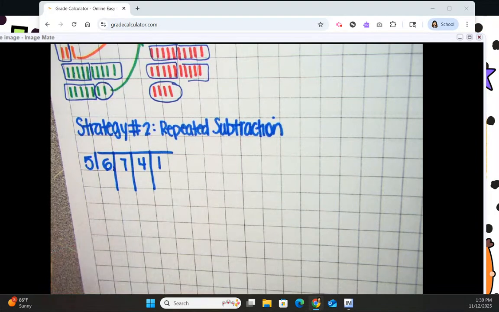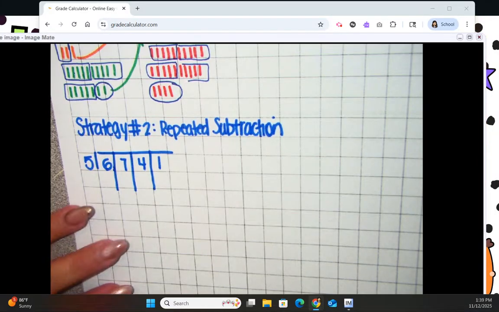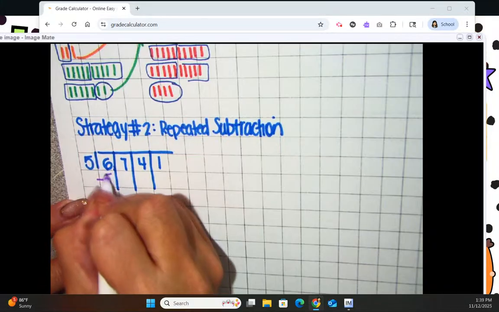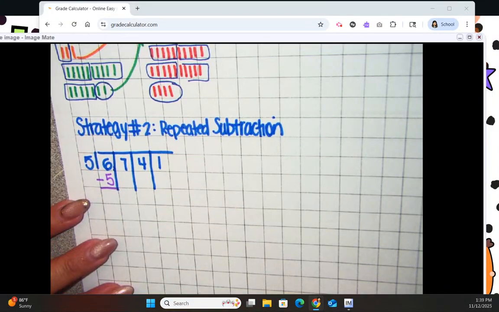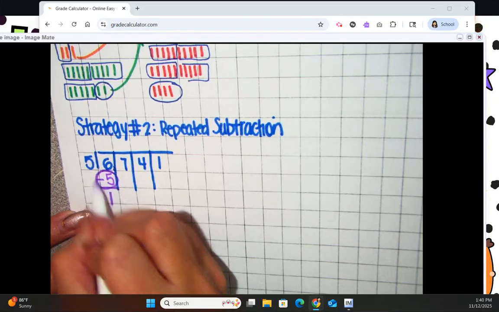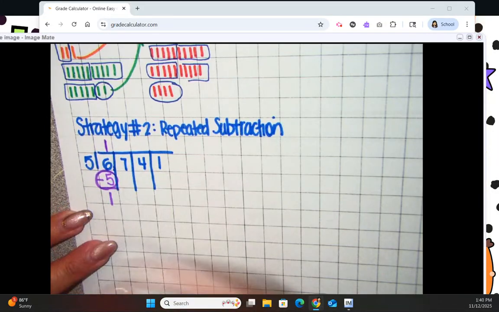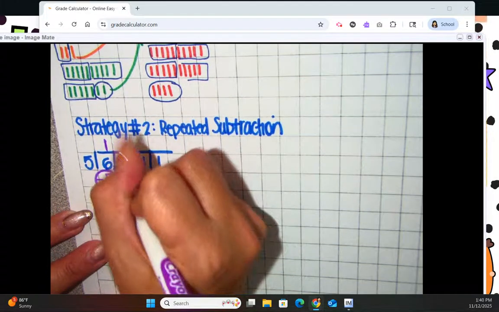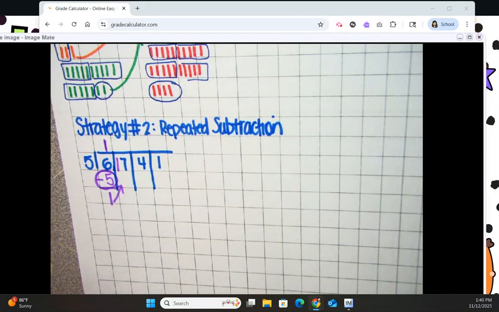Okay, so if I have 6, can I make a group of 5? Yes. So I'm going to take away 5, and I have 1 stick left. How many groups was I able to build? 1 group. And I had 1 stick left over that I'm going to regroup.